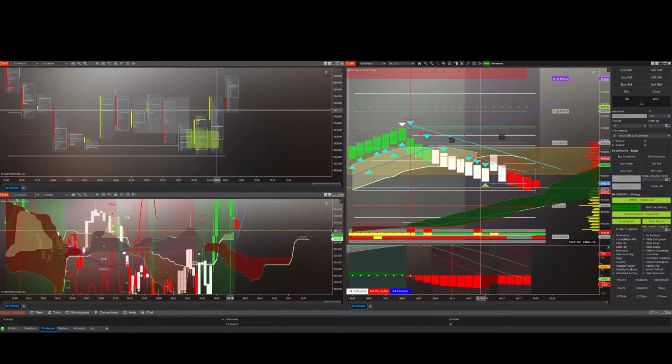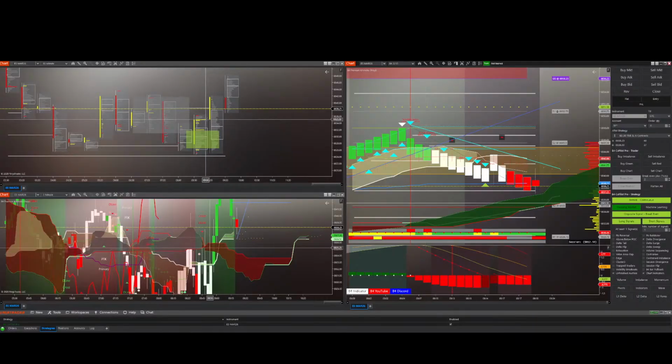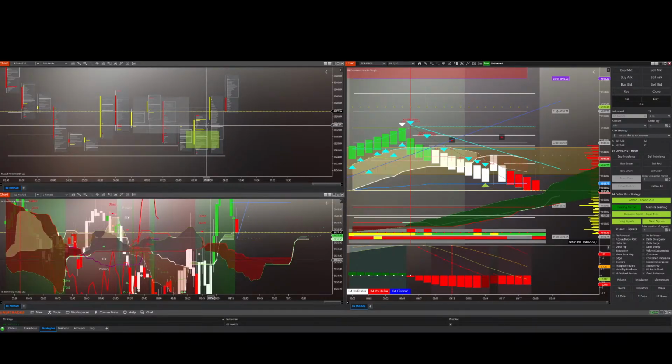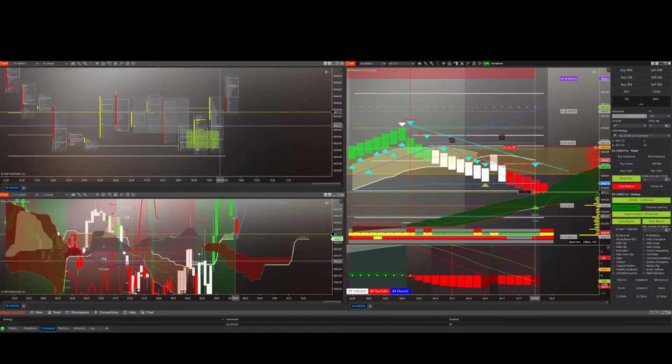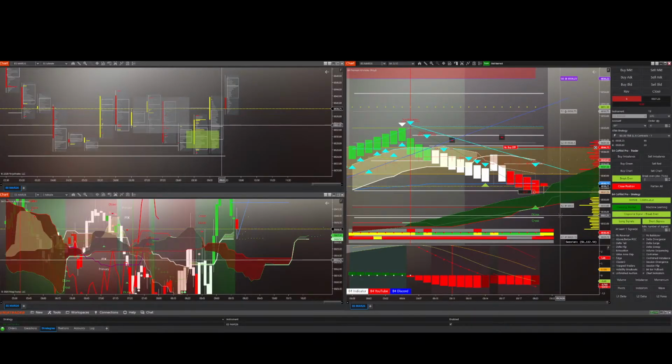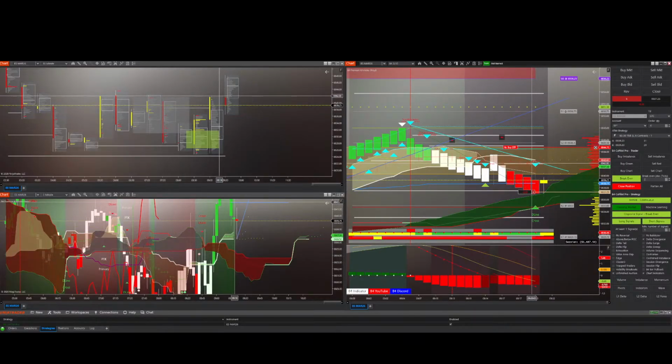If it does break this area, then we can expect it to come down to R2 and here. Order filled. All right, we had an unfinished auction there, which is the heavy hands went ahead and sold off there.